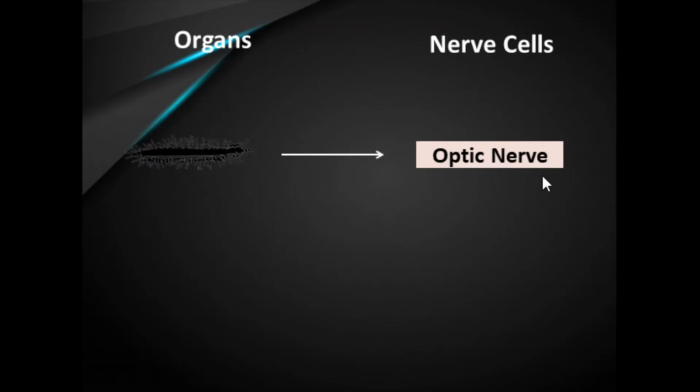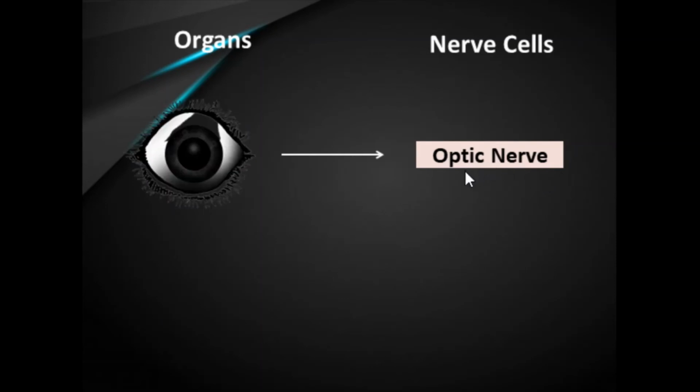Optic nerve is the cells that transmit impulses caught by the retina going to the brain. That's why you know what you see, because of the help of the optic nerve. Again, eyes, sense of sight, impulses are carried by the optic nerve. Next, what organ is this?